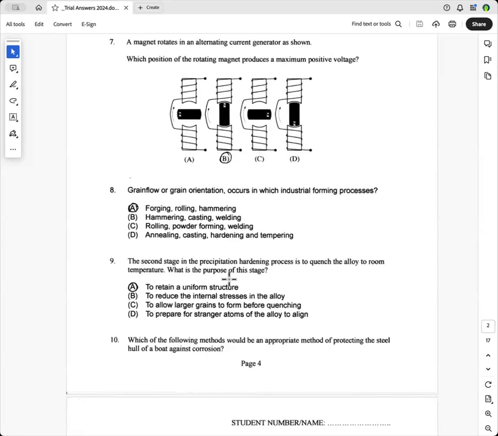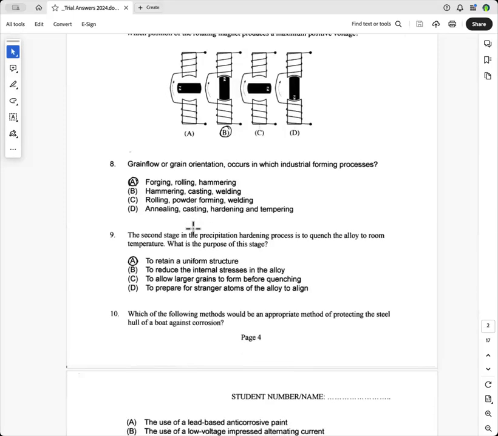Grain flow or grain orientation occurs in which industrial forming process? The forging, rolling, hammering, you'll get grain flow, but no grain flow in casting, not much in welding. In fact, there's no continuous grain flow in welding. Powder forming, no grain flow. Annealing is heat treatment, and casting once again, and these two, hardening and tempering, are heat treatment. So A is the correct one.